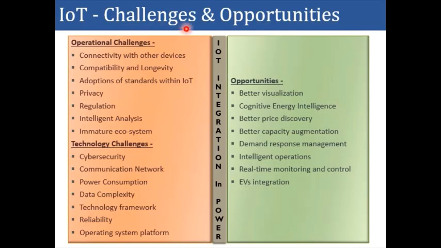Now, what are the various challenges and opportunities in the IoT space? Operational challenges. We have challenges related to connectivity with other devices. It has challenges with respect to compatibility and longevity, adoption of standards within IoT, privacy, regulation, intelligent analysis, and immature ecosystem. So IoT is still evolving. That's why the overall ecosystem in the IoT space is still not mature.